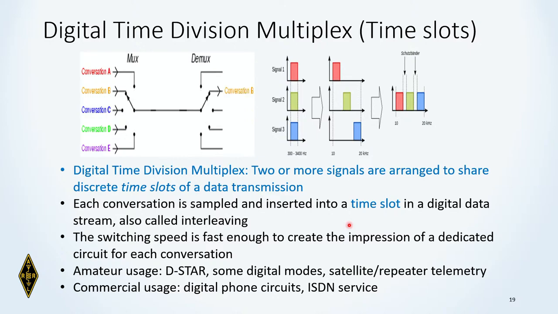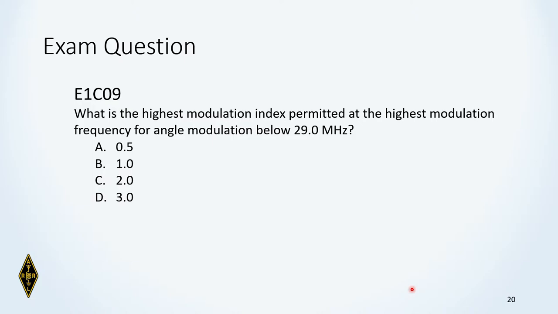Where do we see it in amateur usage? D-Star, some of you are familiar with. Some of the digital modes are capable of using it. Satellite repeater telemetry. And then on the commercial front, digital phone circuits and ISDN. So this is real stuff and it is actually used. You won't run into it very often day to day with your transceiver, but you need to know that this exists.